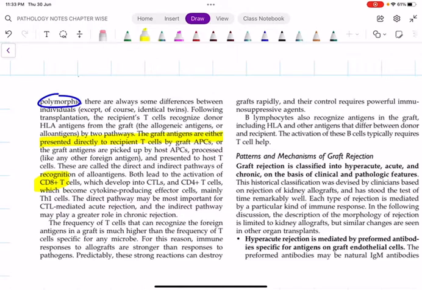But whatever it may be, both will finally lead to graft destruction. So direct pathway and indirect pathway, both will finally lead to activation of CD8 T lymphocyte. But remember the indirect pathway: it means via APCs, with complex MHCs, everything. Yes, MHC is very important. MHC plays a very important role in the case of the indirect pathway.